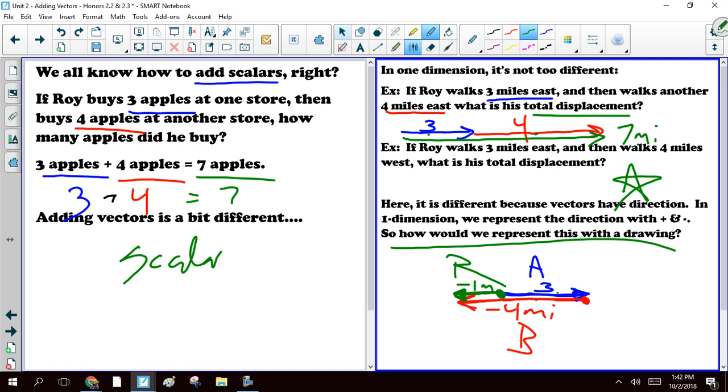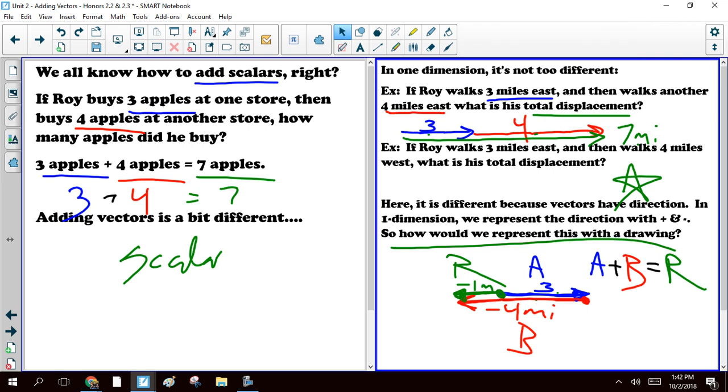So this right here is a graphical drawing of the equation A plus B equals R. Okay? Now, what happens if it's not one dimension? This was basically last chapter, right? You've done this before. I'm just giving some new fancy terms to it, like resultant and all that kind of stuff. But you've done this before, okay?